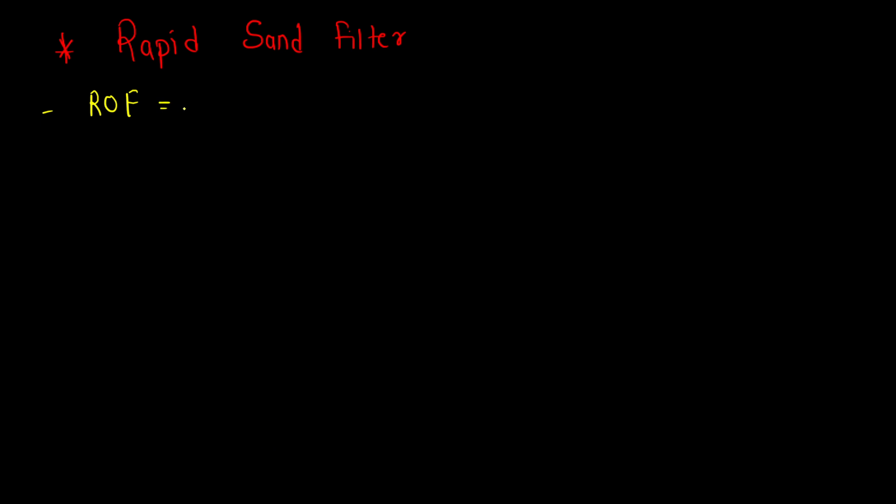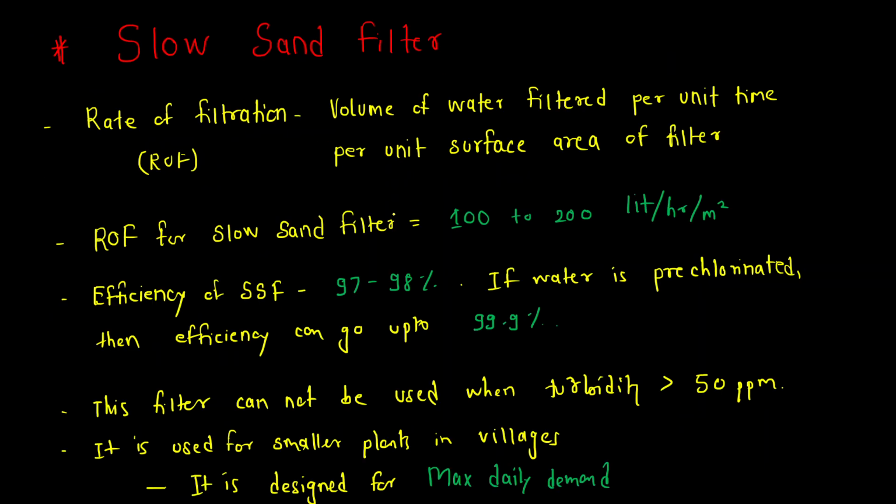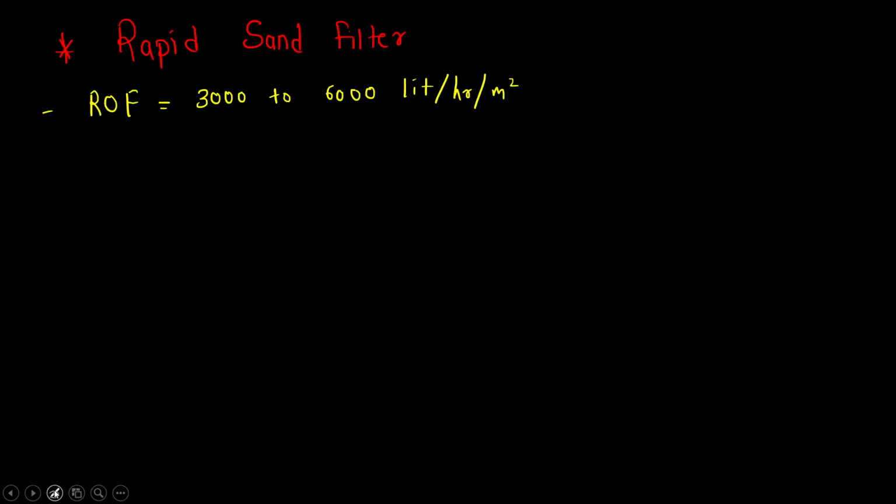So what is the rate of filtration for rapid sand filter? It is 3000 to 6000 liters per hour per meter square. Now if you just see the value of slow sand filter rate of filtration, that value is 100 to 200 liters per hour per meter square, and this is 3000 to 6000. That means if you multiply this by 30 you will get that value. So this value is 30 times that of slow sand filter.